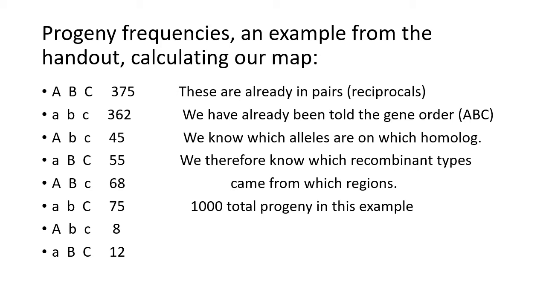So we're given, in this particular example, a pile of numbers which has been conveniently arranged for us. Okay, so they're already in pairs, the reciprocals. Reciprocals are similar to each other in number. And we've already been told the gene order. We know that it's gene order ABC. And those 2 reciprocals are 45 and 55. The B and C recombinants are 68 and 75, because we know what those were. And the relatively infrequent ones are the double crossovers, and those are 8 and 12. So if we have this all together at once, we know what's what. It's a simple matter to calculate the map distances and make a map. And these numbers conveniently add up to 1,000.